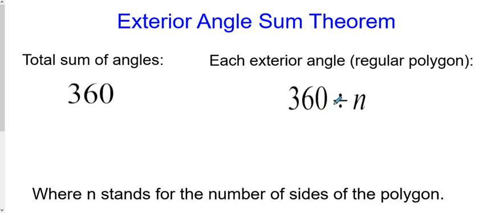Okay, so now we have talked about interior angles. Let's talk about exterior. They're actually much easier. The exterior angles have a total sum of 360, and it will always and forever be 360 for every single shape that is convex, okay? So if we want to find the individual angle for the exterior angles of a regular shape, we would just divide 360 by the number of sides. Again, n stands for the number of sides.